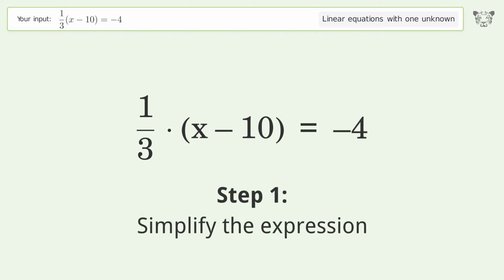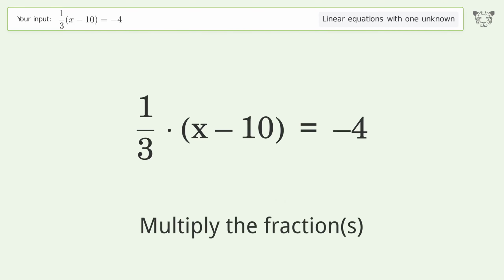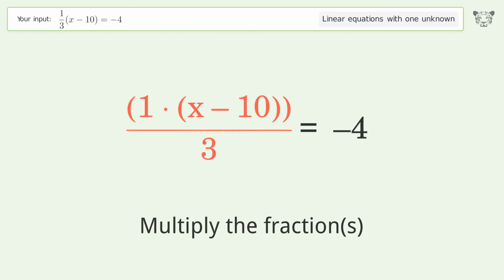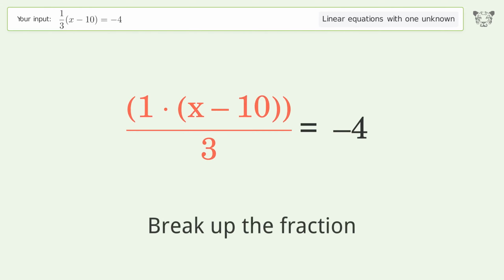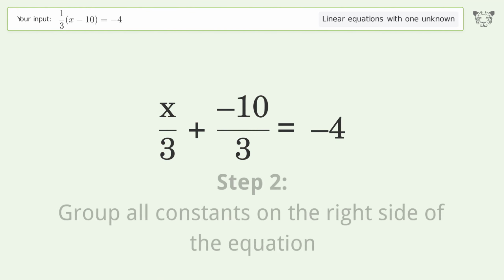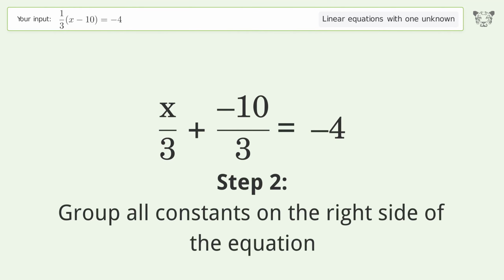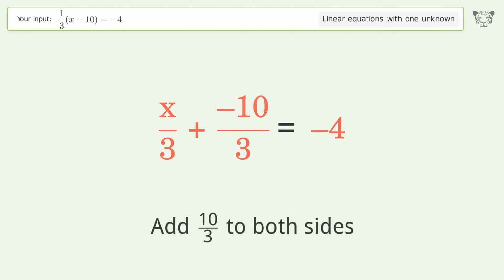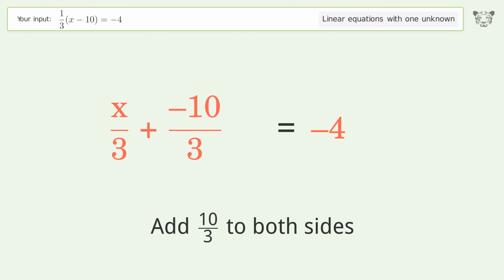Simplify the expression. Multiply the fractions. Break up the fraction. Group all constants on the right side of the equation. Add 10/3 to both sides.